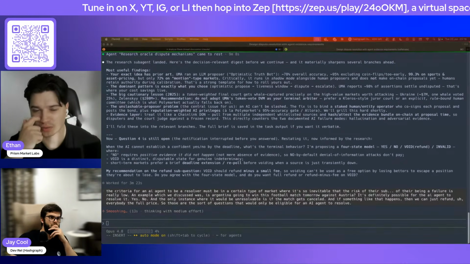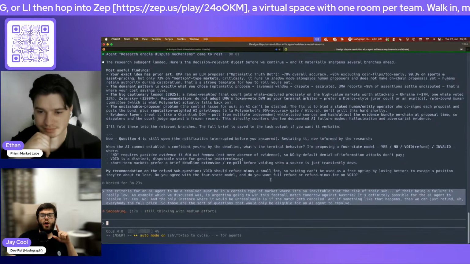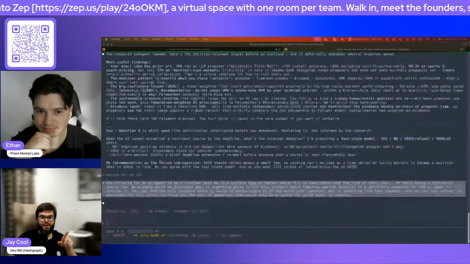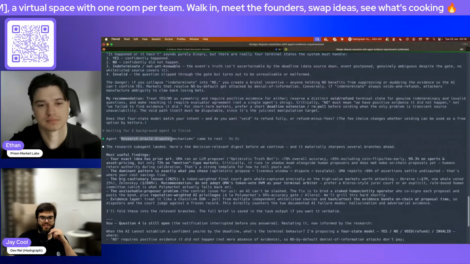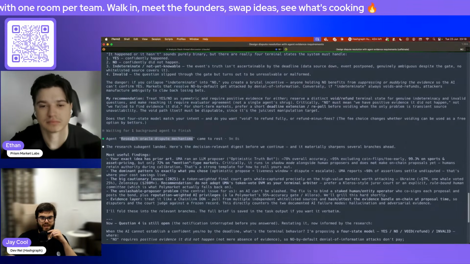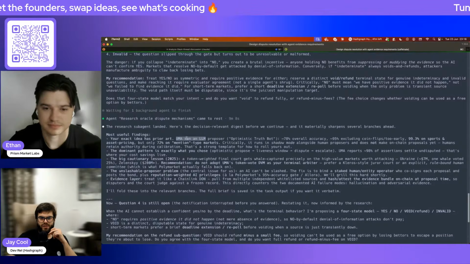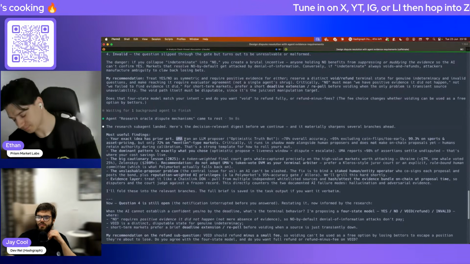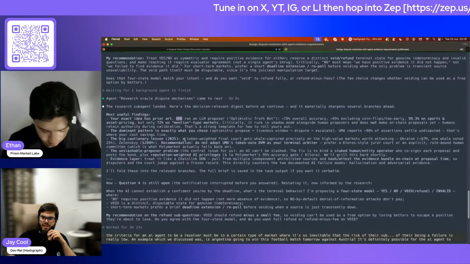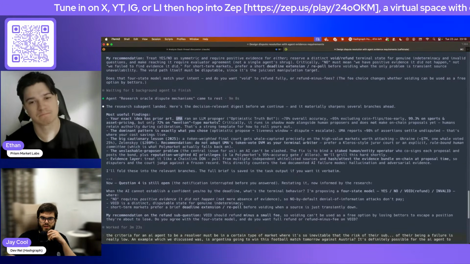So you have two agents running right now. One of them is running its own sub-agent. No, so the sub-agent has stopped now. The sub-agent was only doing the research on the oracle dispute mechanism. So it came back with UMA. Do you know what UMA is? Yeah, UMA. They are the oracle provider for Polymarket.